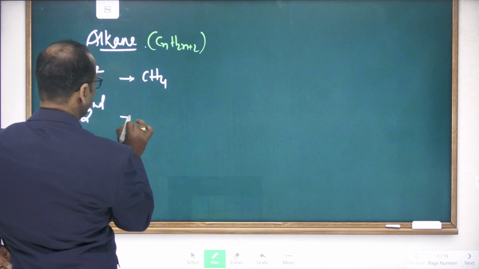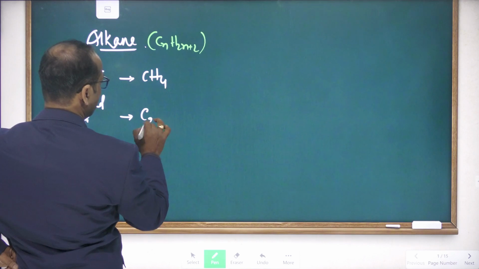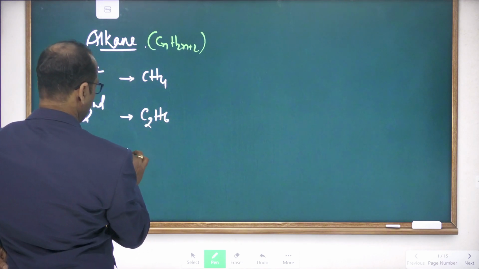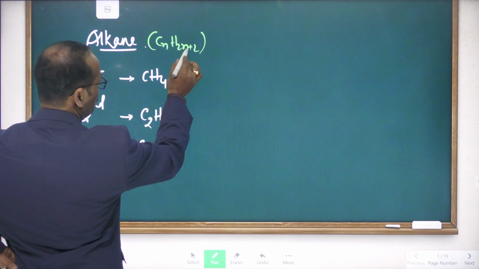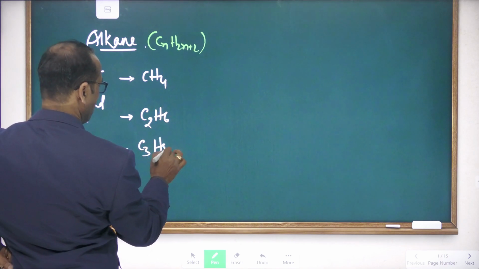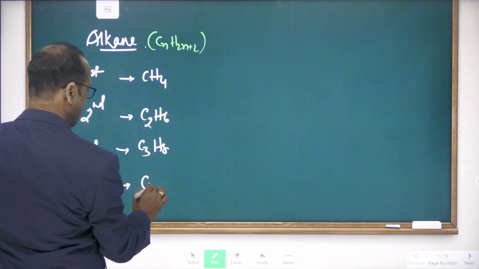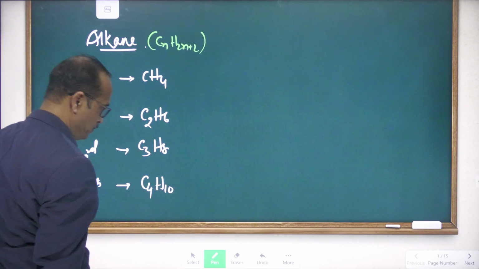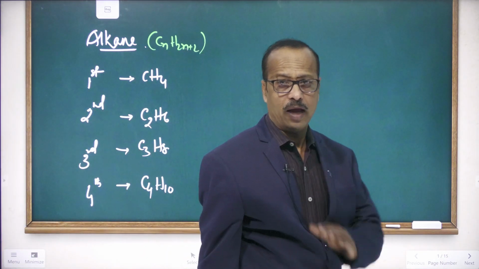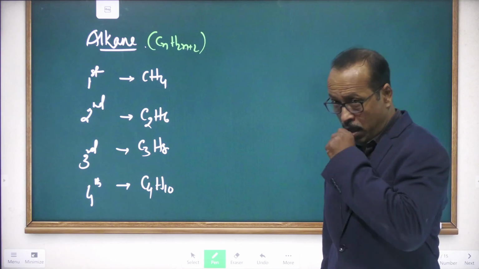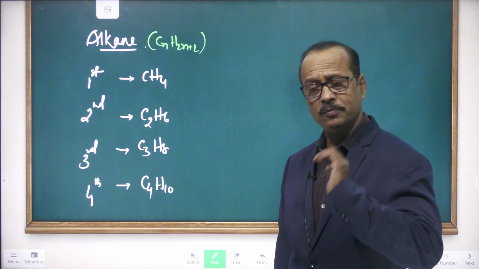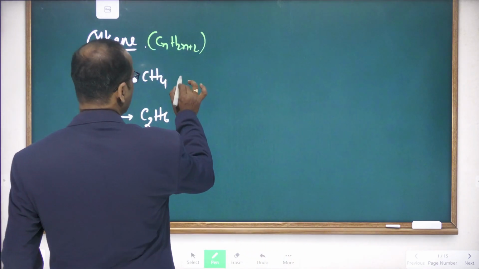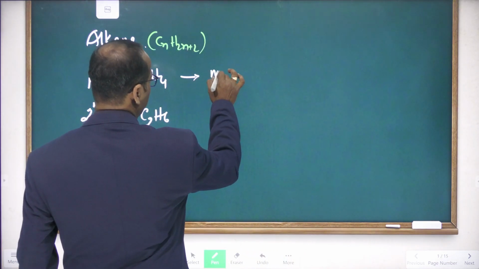Now what's the second member? C2. 2 twos are 4, plus 2, 6. H6. Third one, C3. How many hydrogens? 2 threes are 6, plus 2, 8. C4. Come on, you tell. Very good. So H10. I'm taking the first 4 carbons, but we'll discuss with the 4. Now, this is the first member. The first member is methane.